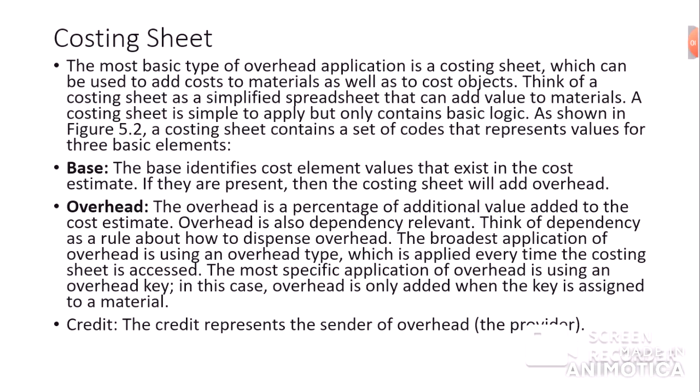Costing sheet. The most basic type of overhead application is a costing sheet, which can be used to add costs to materials as well as to cost objects. Think of a costing sheet as a simplified spreadsheet that can add value to materials. A costing sheet is simple to apply but only contains basic logic. As shown in the figure, a costing sheet contains a set of codes that represent values for three basic elements.